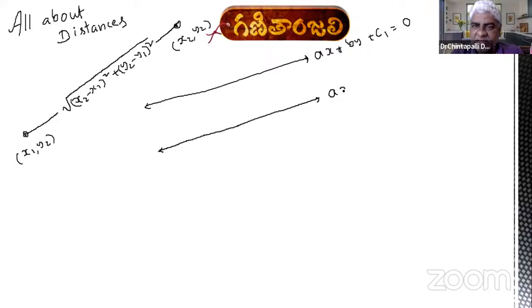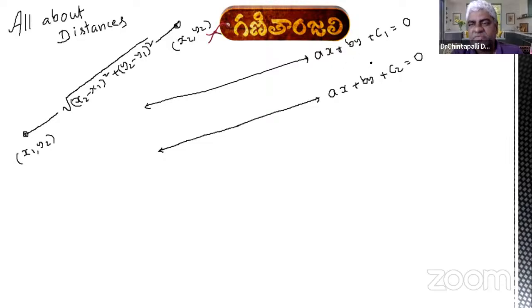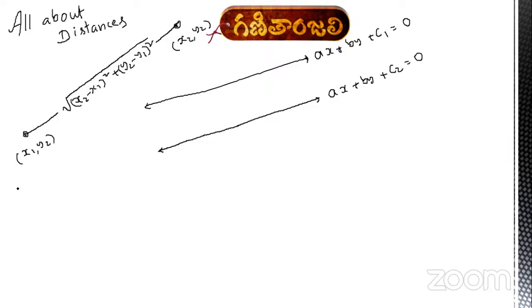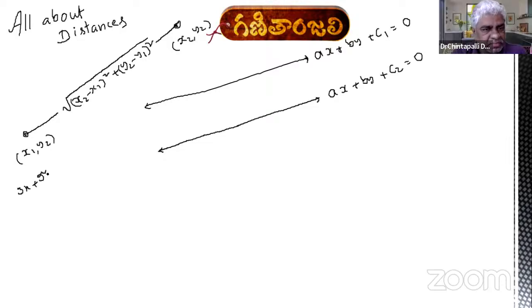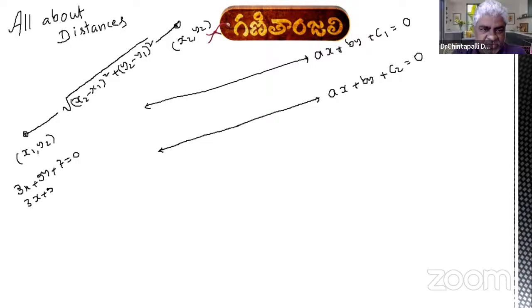Then the equation of this line is ax plus by plus c2 is equal to 0. The parallel lines may have same x terms, same y terms, different constant terms. I use the word may because even if xy terms are not same, they can be parallel. For example, 3x plus 5y plus 7 is equal to 0 is a straight line, right? The line whose equation is 3x plus 5y plus 10 is a straight line. Clearly, these two straight lines are parallel.